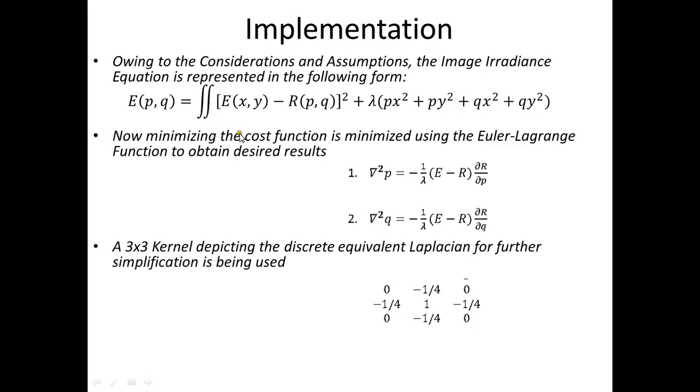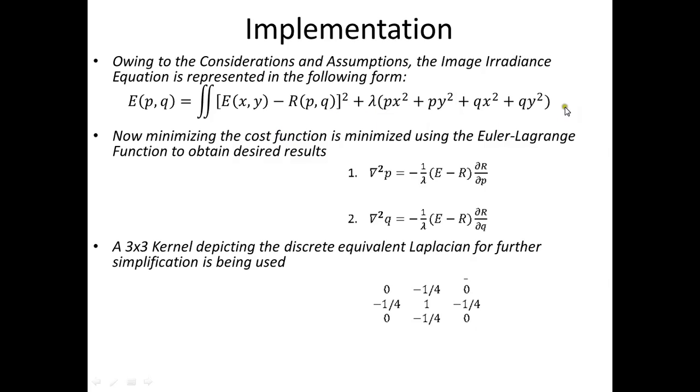Now the first term in this equation is the image data fitting term, which is minimum when the image irradiance is equivalent to the image of the object observed on the viewing plane.